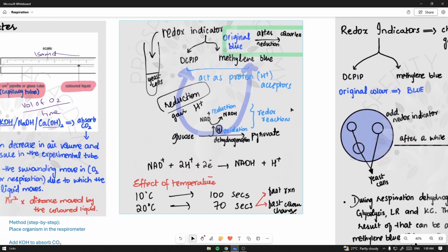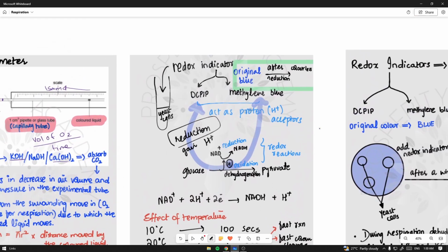Now then we've got something called redox indicators. In our syllabus we have DCPIP and methylene blue. So DCPIP and methylene blue, they are both blue in color, okay? And they can accept protons. After it accepts protons, it changes color. So the blue color fades, and it decolorizes.